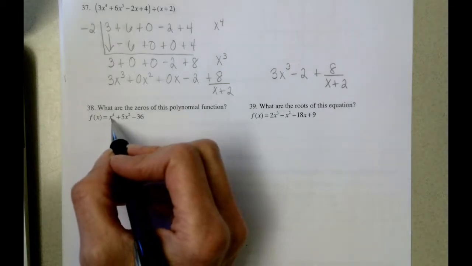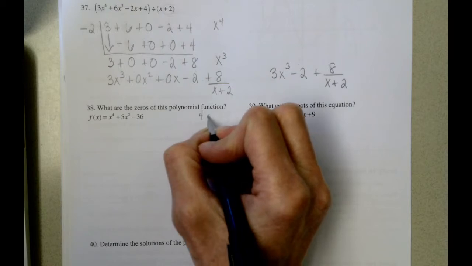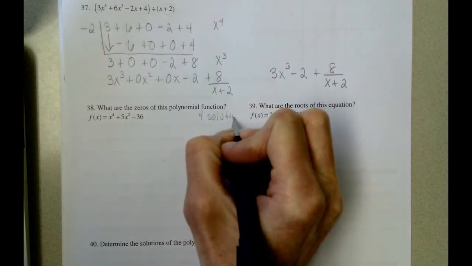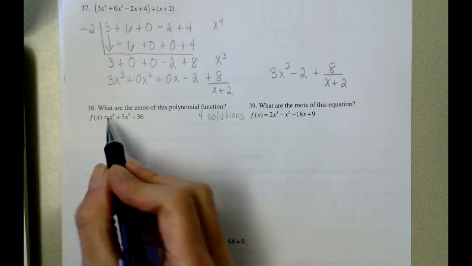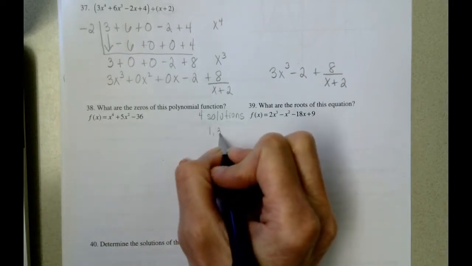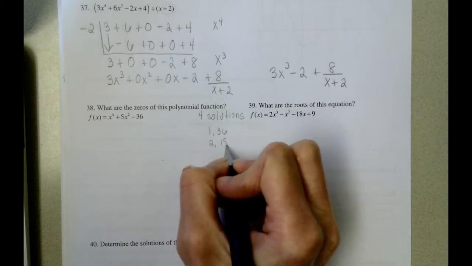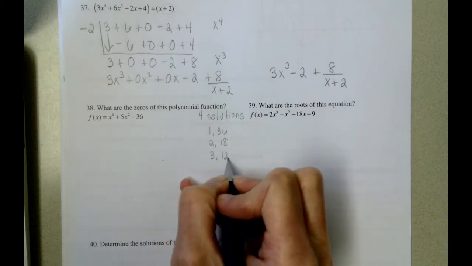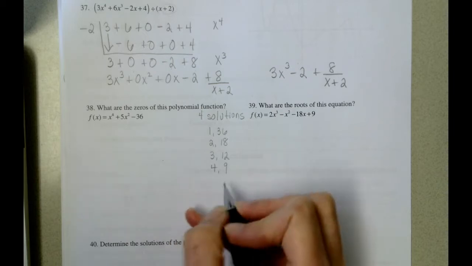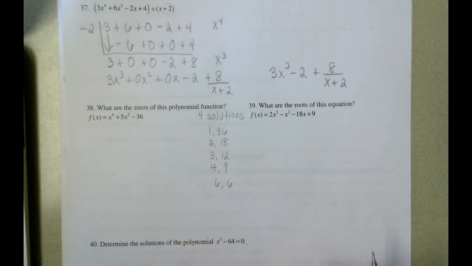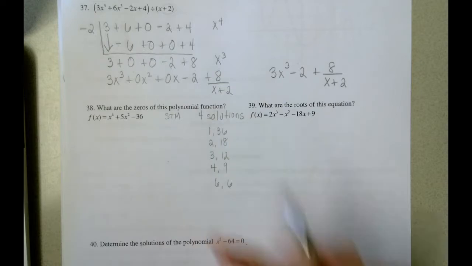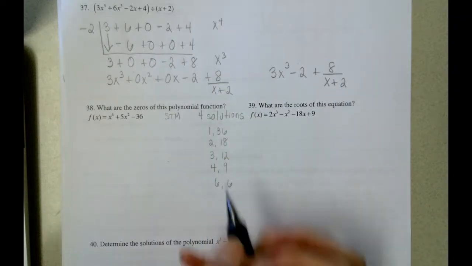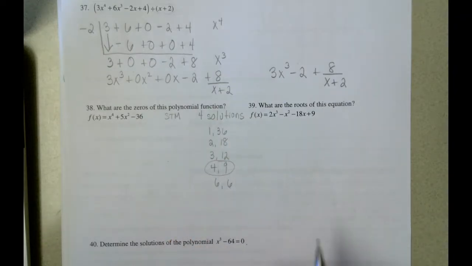So x to the fourth, by the way, means that we're going to have 4 solutions, and the number in front of the x to the fourth is 1 times 36. So 1 times 36, 2 times 18 gives us 36, 3 times 12 gives us 36, 4 times 9 gives us 36, and 6 times 6 gives us 36. And when we factor here, by the way, we are splitting the middle, but we need to combine to be 5. So we're going to be using the 4 and the 9.